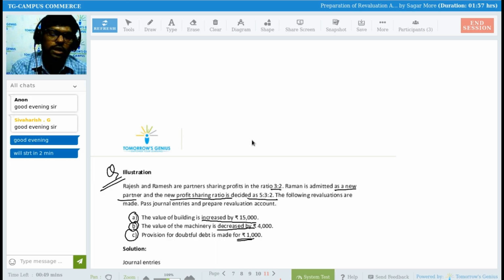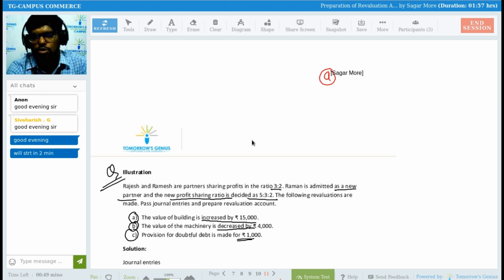I'm expecting that you should give me the right answer for A and B. I am expecting you to solve the entire question on your own, but if you are not understanding the C adjustment, then it's okay. But adjustments A and B are very simple. So I'm giving you 5 minutes. Think on it, and you have to pass the journal entry for revaluation, right? So I want you all to solve A and B correctly, and if you solve C also, then it's good. Understood, Dhanushri, Shivarish, Sadhna? I'm giving you 5 minutes.